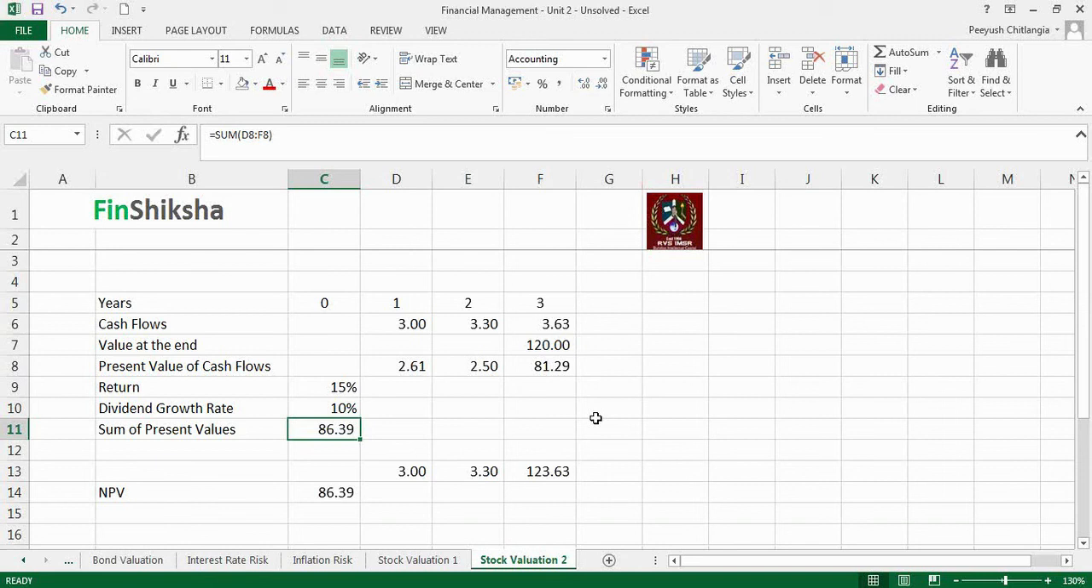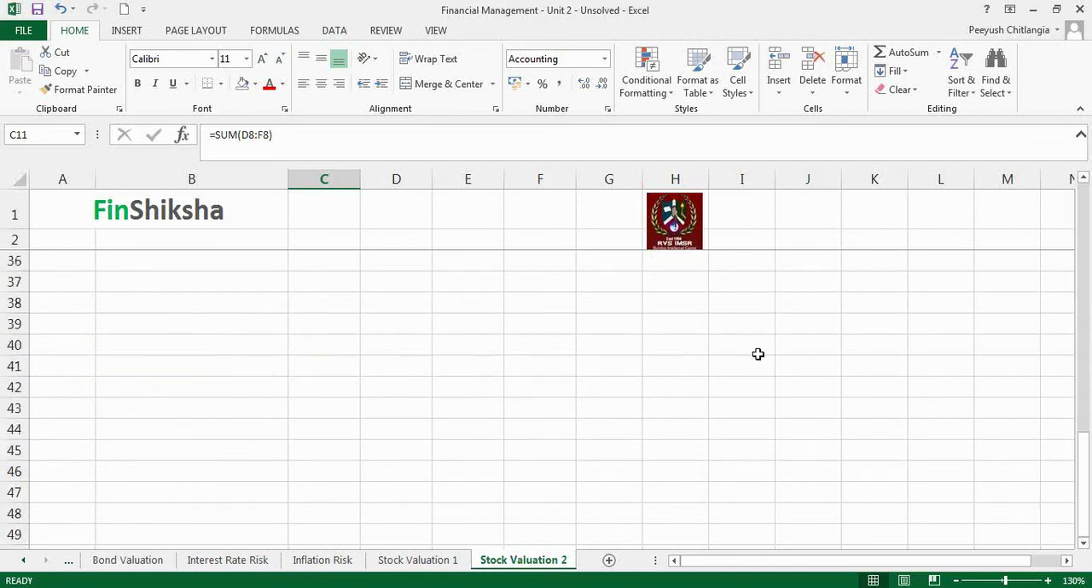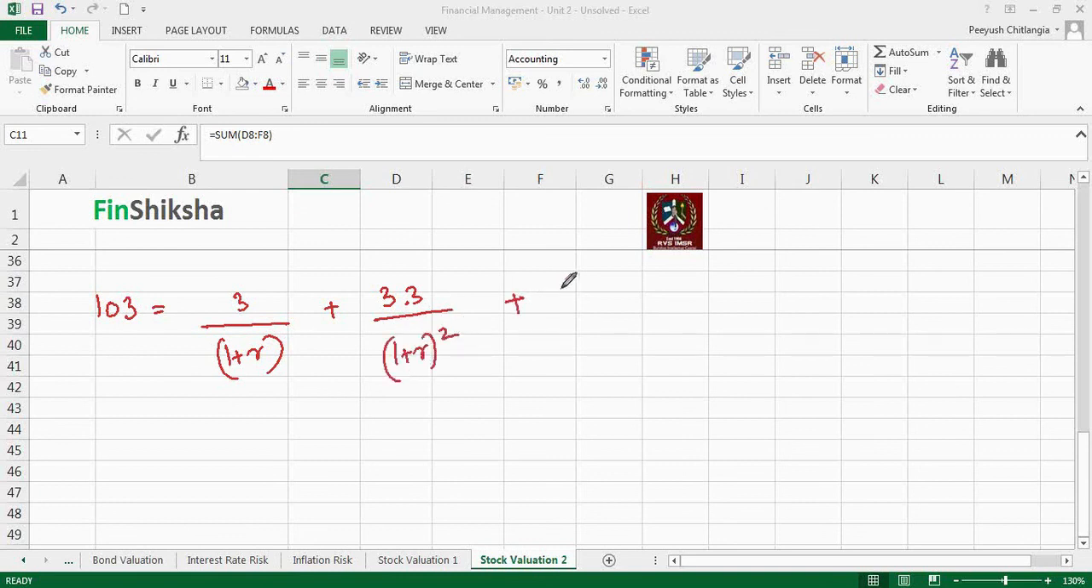Now that again you will recall is like an extension of your IRR formula or calculation of the rate. What is being said is that the equation is something like this. Someone has paid 103 and you are supposed to solve 3 divided by 1 plus R, plus 3.3 divided by 1 plus R square, plus 123.63 divided by 1 plus R cube. You have to solve this for R.